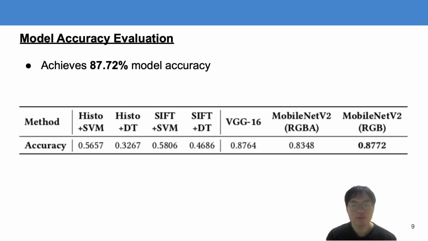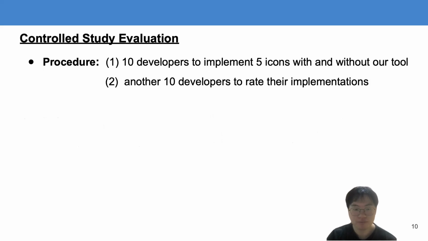To evaluate the model accuracy, we set up several basic machine learning baselines, including different feature extractions with different machine learning classifiers. And also, we set up several versions of deep learning models as baselines to test the importance of different inputs of our approach, including backbones and input channels. Our approach outperforms them and achieves 87% accuracy.